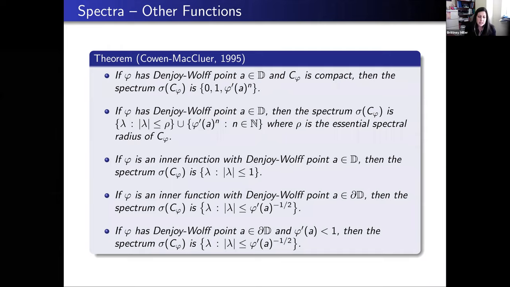Yes, I think that's perhaps all I want to say about the different spectra of different composition operators. So again, this doesn't cover all the cases, but I think it gives a pretty robust view of how we can write down some of these spectra.